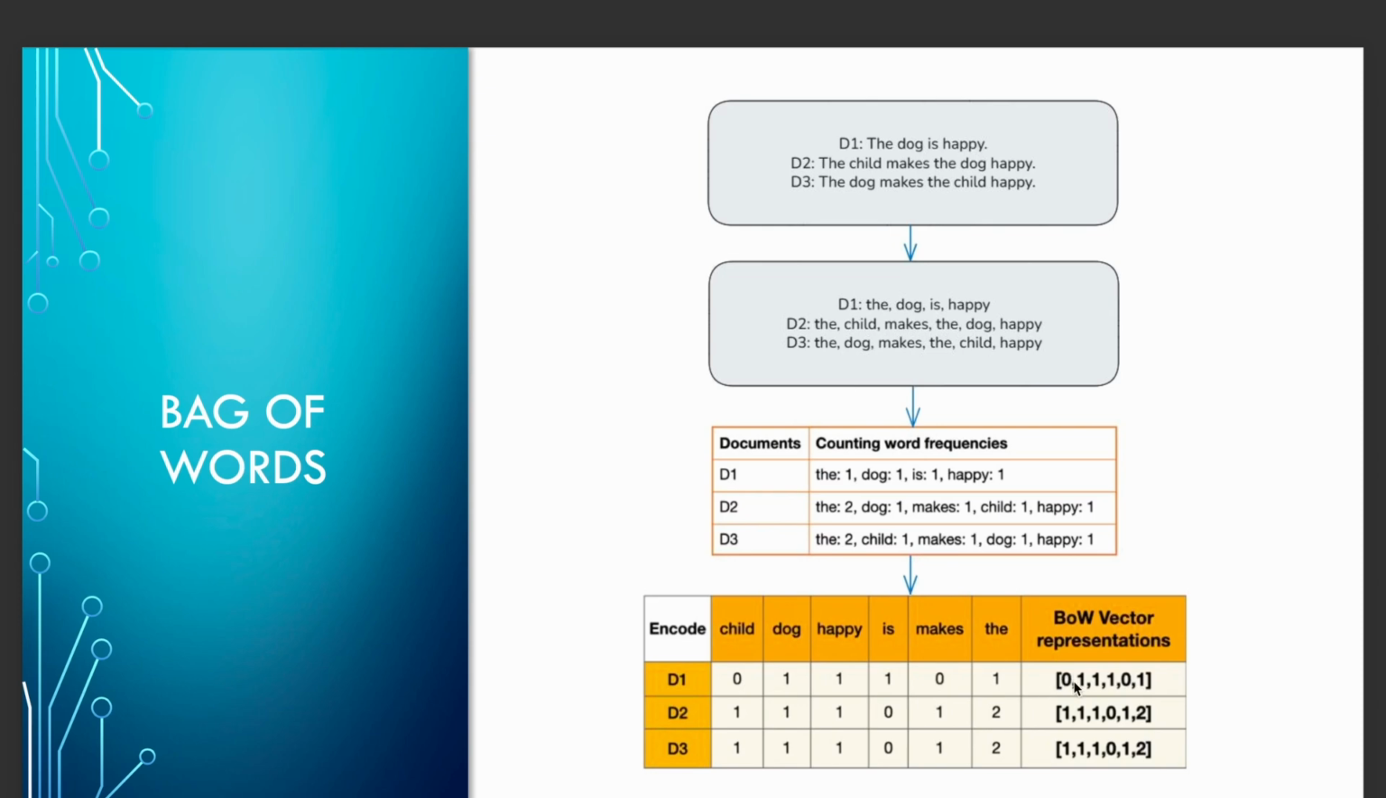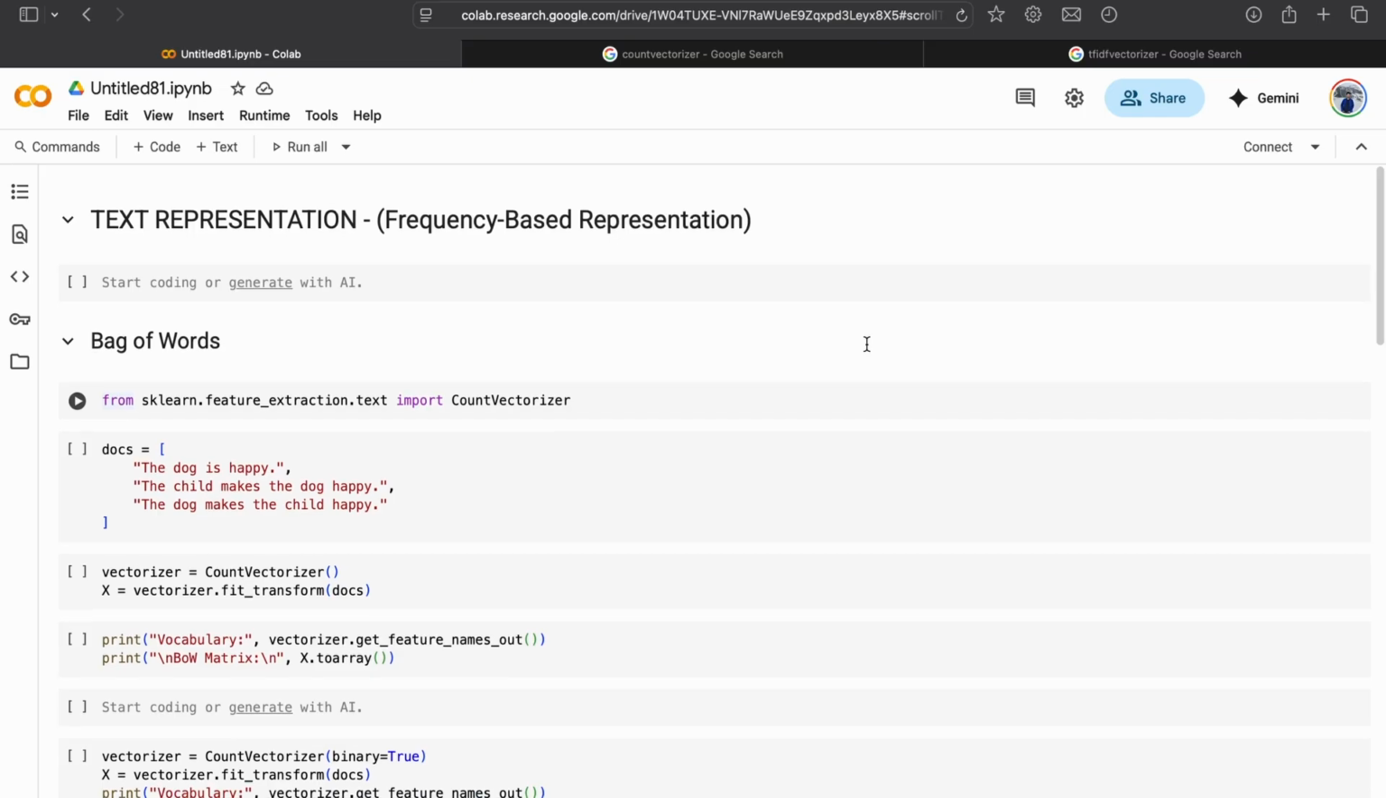The first element in this vector corresponds to child. It's counting the number of occurrences, the count for word child. And the second element in this vector corresponds to dog. So this is one way of representing text in numerical form. So let's look into the code for bag of words.